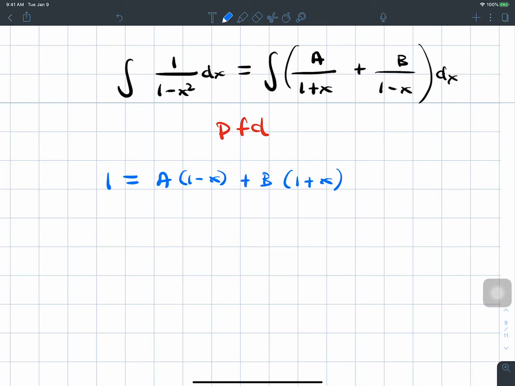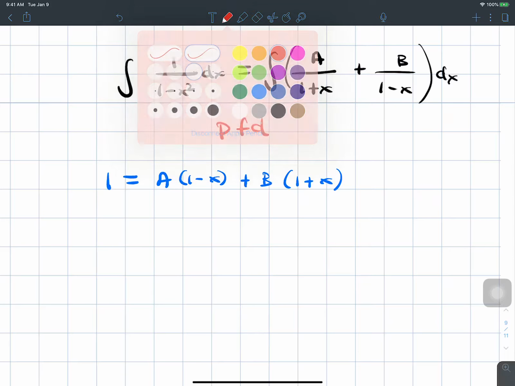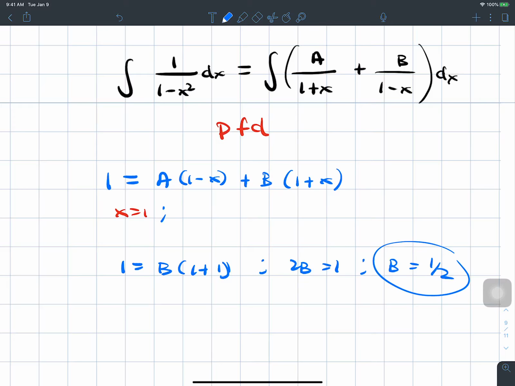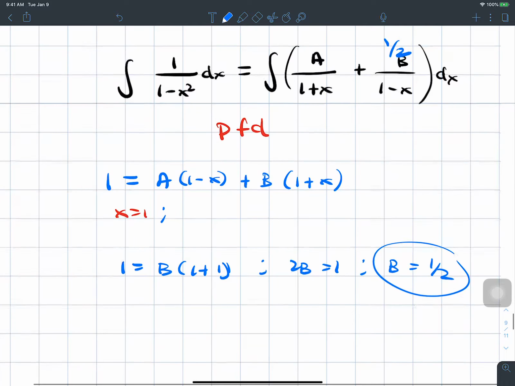We got this characteristic equation. Well, if x is 1, what does that mean? We get 1 = b(1 + 1), or 2b = 1. We found the value of b being 1/2. So b is positive 1/2.